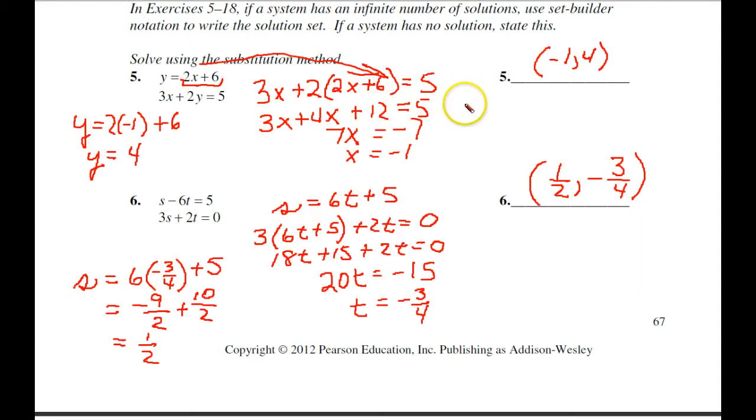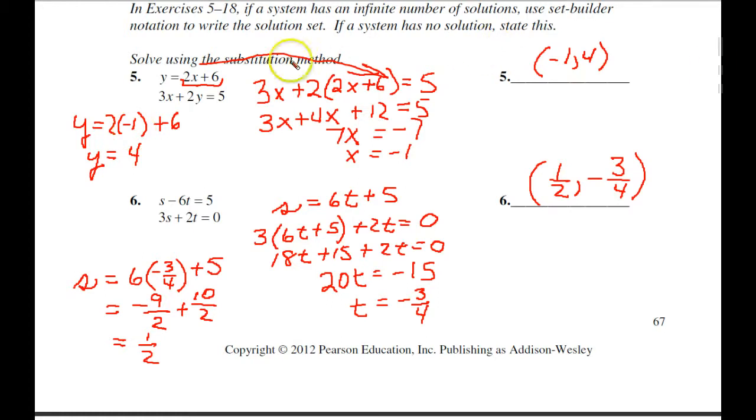It becomes a negative 12, and 5 gives us a negative 7. Divide both sides by 7. X is a negative 1, and we put that up over there. Now, this equation, you could use either one. I chose this one. I want to find out what y is. So where the x is, I put the negative 1. 2 times negative 1 is negative 2, plus 6 is 4.